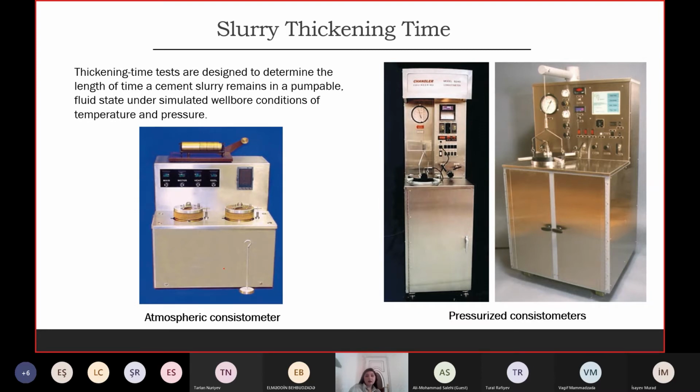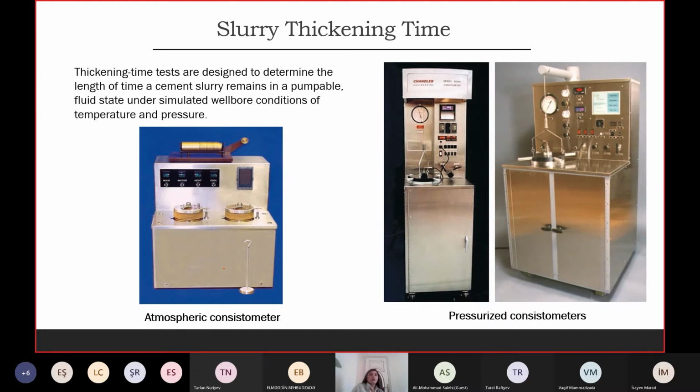How do we calculate thickening time? We have the pumping time. We know that we will pump our cement slurry in, say, 45 minutes, and then I will have a displacement of 2 hours. Then I need a minimum of 2 hours 45 minutes for this slurry to be in the liquid phase to be pumpable. But is this enough? No, it is not safe. That's why we add a safety factor.